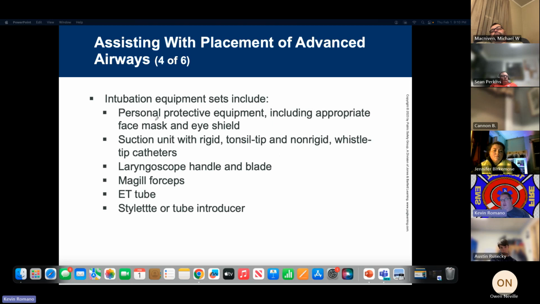Intubation equipment and sets include personal protective equipment, including appropriate face mask and eye shield. Definitely needed because patients vomit and spit, and things happen. Suction unit with rigid tonsil tip. This one here we utilize for what they call a SALAD technique, or whistle tip catheters to be able to go down the tube to suction.